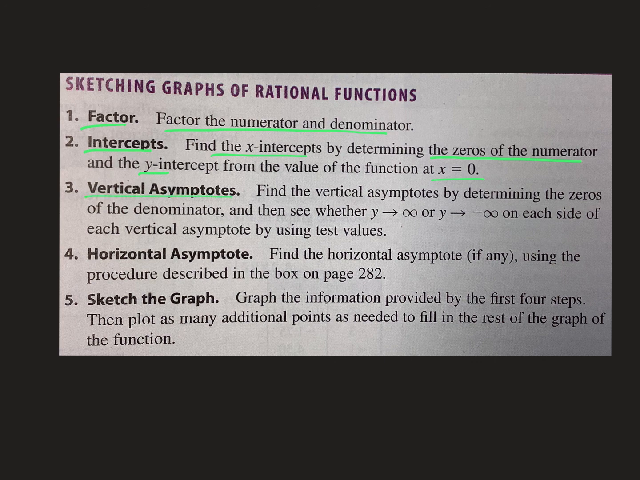Vertical asymptotes, we did this yesterday. You find the vertical asymptotes by figuring out what makes the denominator equal 0. Horizontal asymptotes, we're going to have the 3 rules we did yesterday. Remember, it's all about the degrees on your numerator and denominator. And then we're just going to sketch the graph. I'll be honest, we're going to use our calculator to help us sketch those graphs. So I'm not so worried about the sketching as much as I am about you finding those things right there.